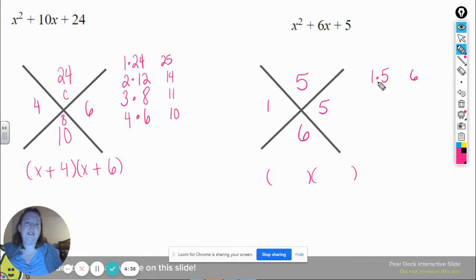So we're looking for two numbers. 1 and 5 have a product, when you multiply them, of 5. But when you add them, a sum, it's 6. Okay. And x, and 1 and 5. And they're both positive, so I put pluses here. Okay, that won't always be the case.